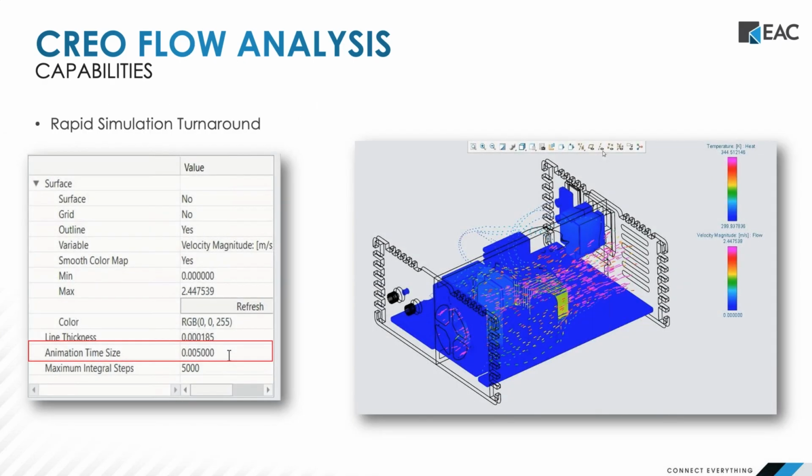We have rapid simulation turnaround. Like I said, fewer elements and faster runtimes mean you get your result faster. The engine is very efficient, the meshing is wonderful, and all of this results in very speedy results. You can have those results while your simulation is still running.